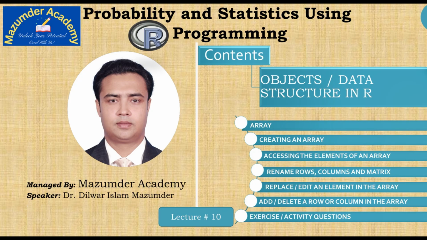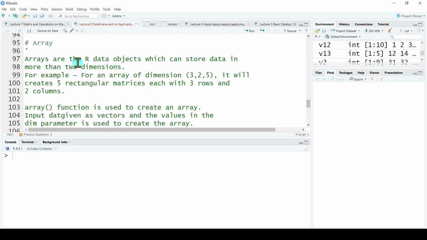Hello everyone. Today we will study the concept array in R programming. Arrays are the R data objects which can store data in more than two dimensions. Unlike matrix, in matrix we can store the data in only two dimensions, either in rows or in columns. But in case of arrays, we can store the data in more than two dimensions.